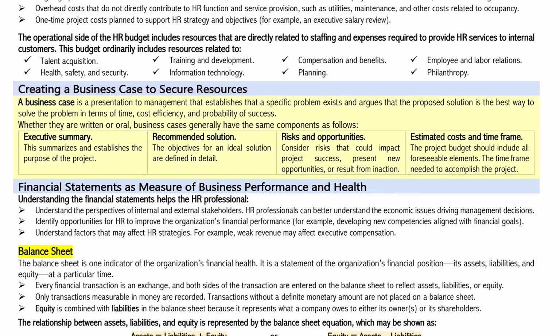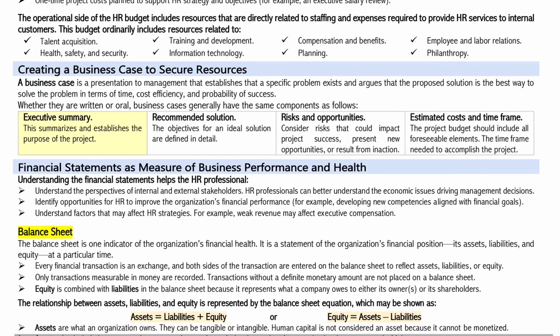Creating a business case to secure resources. A business case is a presentation to management that establishes that a specific problem exists and argues that the proposed solution is the best way to solve the problem in terms of time, cost efficiency, and probability of success. Whether they are written or oral, business cases generally have the same components as follows.